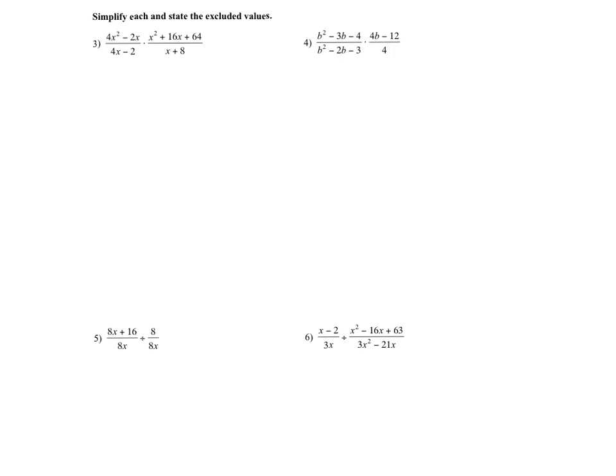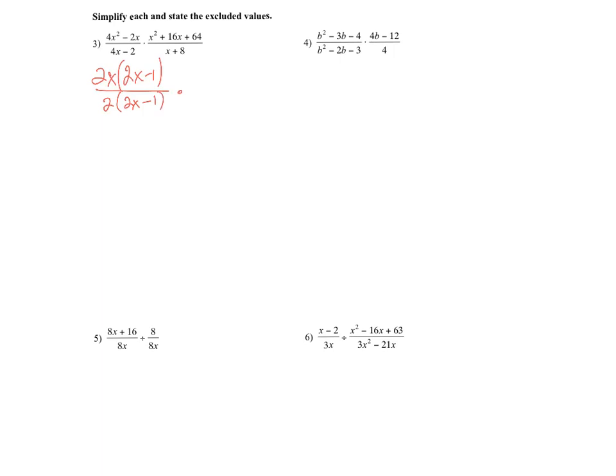So these guys say simplify and state the excluded values. So for every one of these things, our first thing we are always going to do is factor. So for this problem, 4x squared minus 2x over 4x minus 2, we can pull out our greatest factor, which is going to be 2x, which gives us 2x minus 1 in the numerator. We can pull a 2 out of here in the denominator, and that also gives us 2x minus 1.